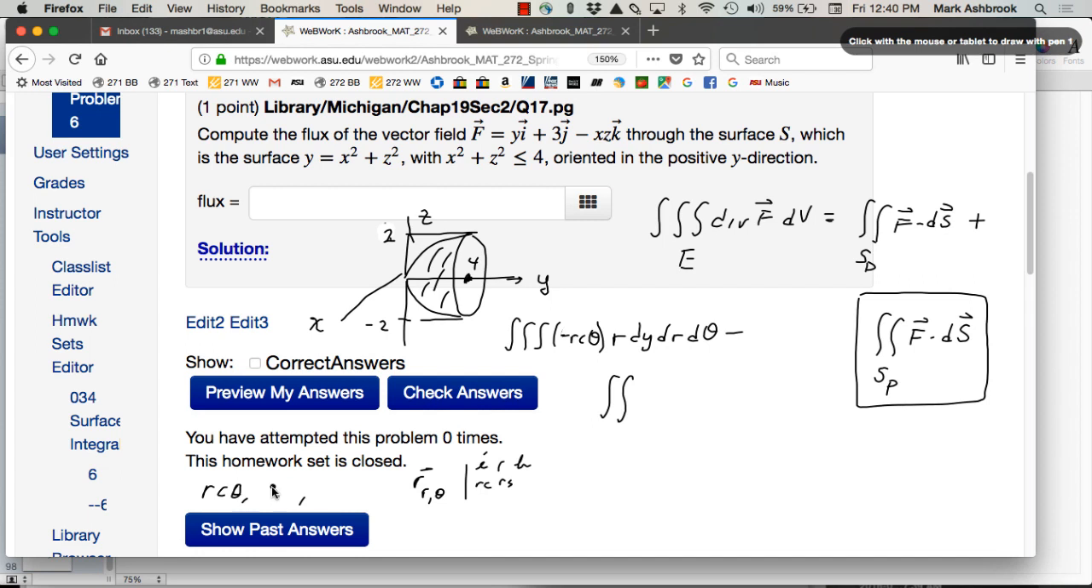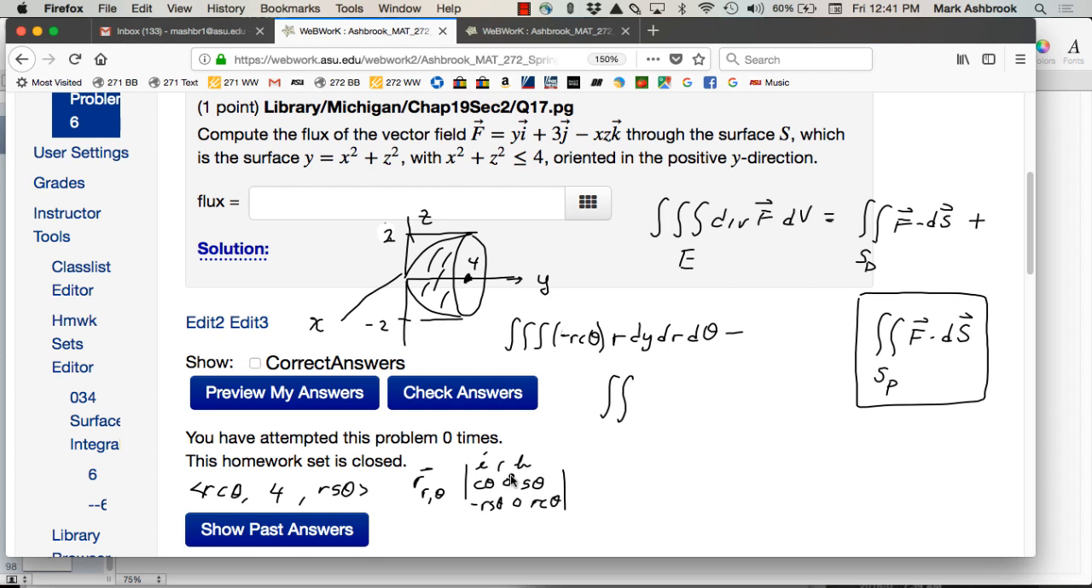4r cosine theta, 4r sine theta. Is that right? Okay, so then we're going to have the partial with respect to r, which is going to be cosine theta, 0, sine theta. With respect to theta, it's going to be minus r sine theta, 0, r cosine theta.